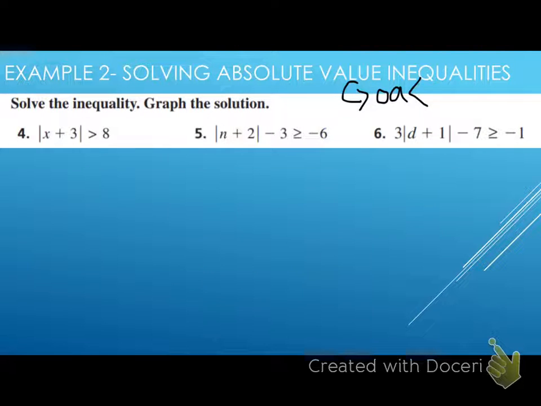All right, number 6 is the absolute value by itself. Now, I've got a few things going on outside my absolute value, right? So it would be my first step to get it by itself. Someone raise your hand.